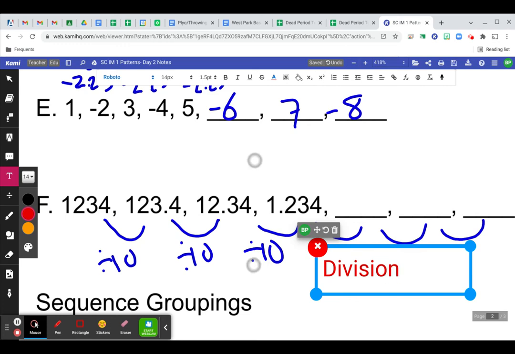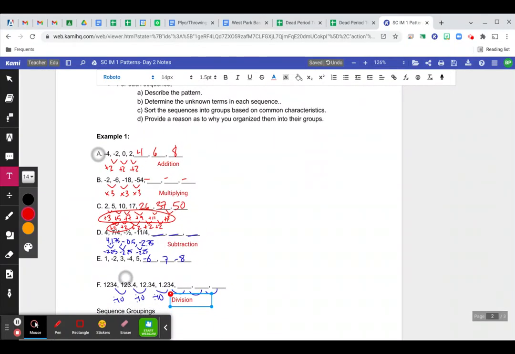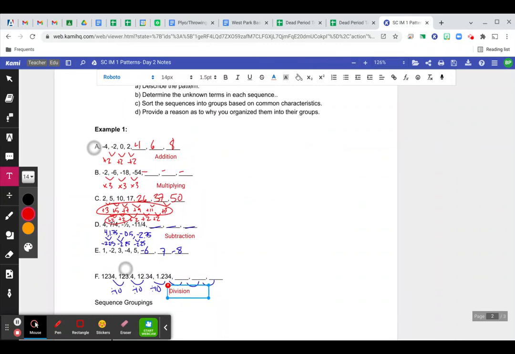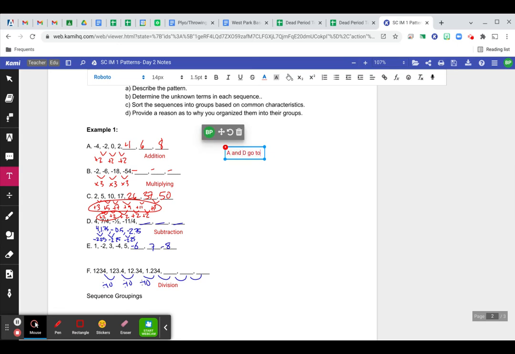So if we now back out and look at the directions, back up here at the top, it says describe the pattern, which we did, determine the unknown terms in each sequence, which we've done, sort the sequences into groups. So we have not done that yet. Now, what we were hoping was that you would notice, well, it looks like A and D go together because they both have a common difference. And again, a common difference is when you add or subtract a constant to get to the next terms.